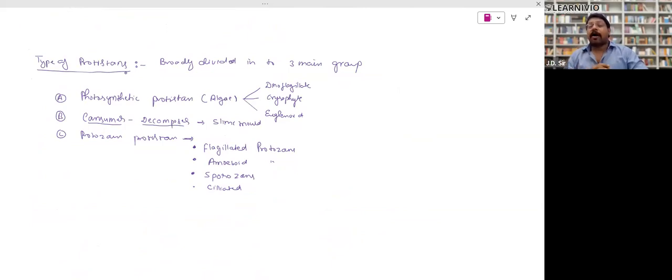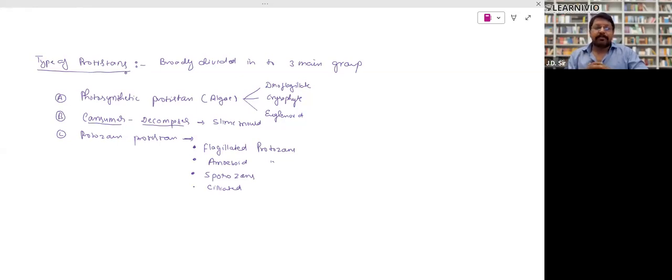They all are like algae, right? They all are like plants. They all are capable of doing photosynthesis and making their own food, right? Then consumer decomposer, we have kept them slime mold. They are like fungi and they have some characteristics of animals, right?